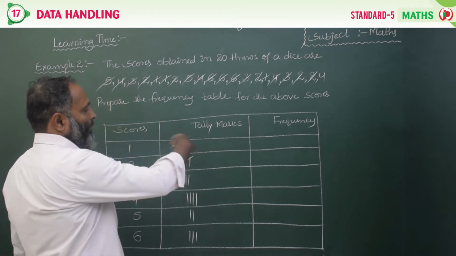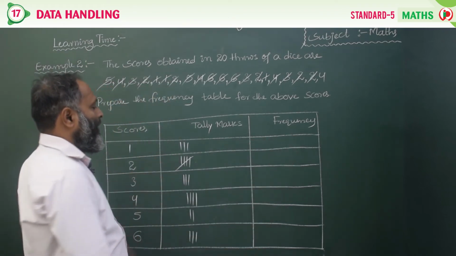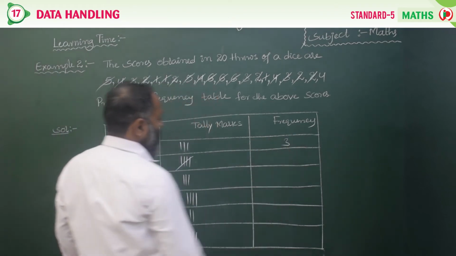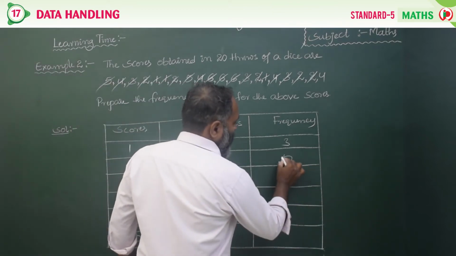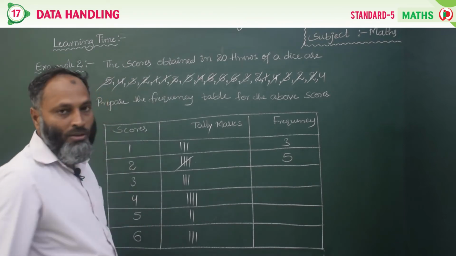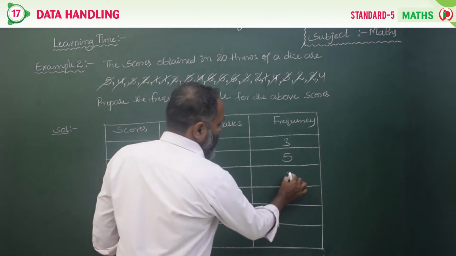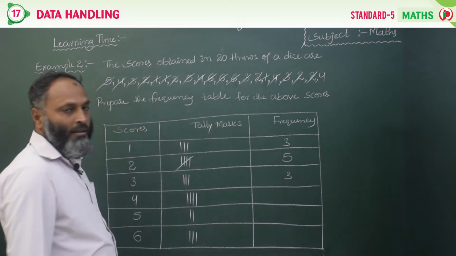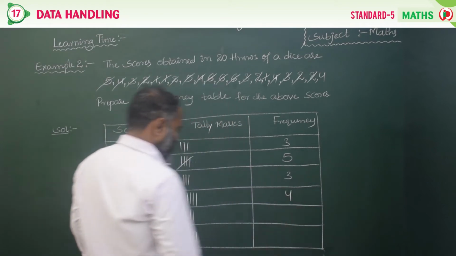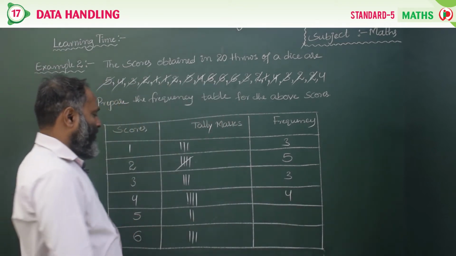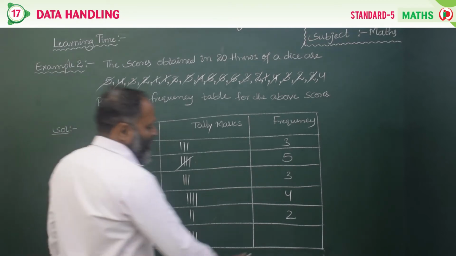Now find the total and write it here in the frequency. Here 3 vertical lines means the score 1 came 3 times. And here 5, so 5 times we are getting score 2. And here 3 vertical lines means 3 times we are getting 3. And here 4 times we are getting 4. And 2 times we are getting 5. And 3 times we are getting 6.